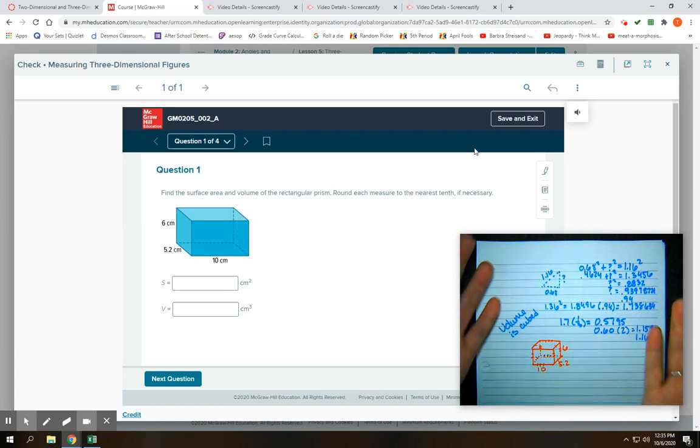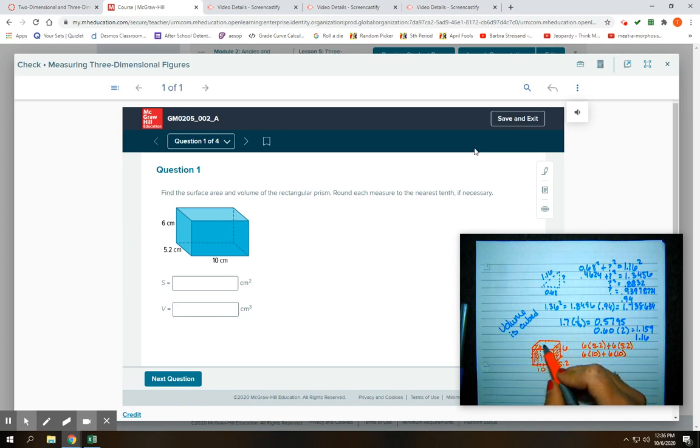Okay, so if we think about it opened up, we have 2 squares that are 6 by 5.2. We have this rectangle that is 10 by 6, and we have this rectangle back here that's 10 by 6. So we did this one, we did the front here, and we did the back.